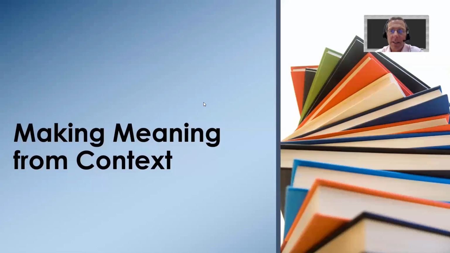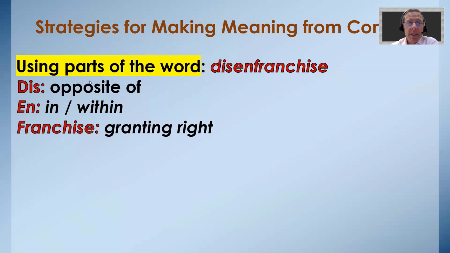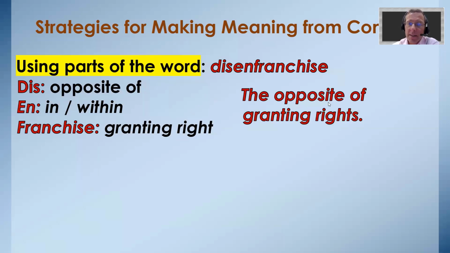Okay, so let's talk about different ways that we can make meaning from context, because very often when we're coming across texts and we've got to read them and take notes, we come across words that we don't understand. So one thing that we can do is we can use parts of the word. We can break the word up into chunks. So here I've got 2 prefixes, dis, en. Dis means the opposite of, en means in or within. And franchise means granting rights. So disenfranchise is the opposite of granting rights to people.